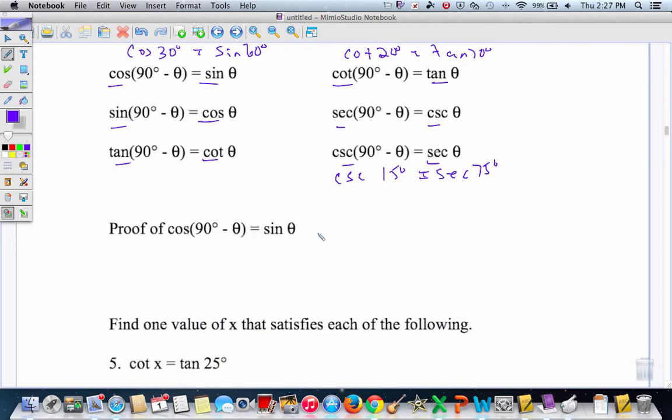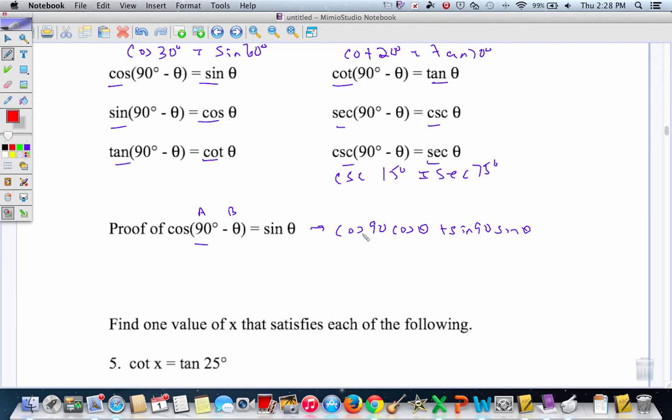And we can prove that with our identities. It says cosine of 90 minus theta is going to equal sine of theta. So notice I have a difference formula here. Let's call those A and B. So the cosine of A minus B is the cosine of 90 times the cosine of theta, not minus, plus the sine of 90 times the sine of theta.